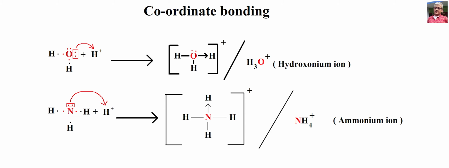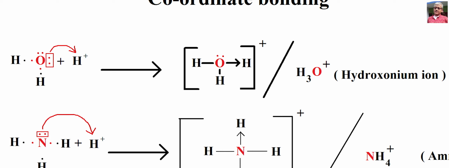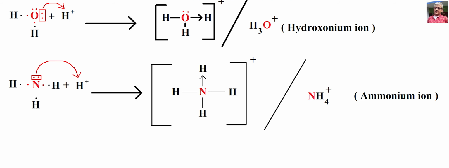For example, a coordinate bond is formed between the oxygen atom of a water molecule and an H plus ion to produce the hydroxonium or hydronium ion. The H plus gets the helium gas configuration in this way. Here, the donor is oxygen due to the presence of a lone pair and the acceptor is H plus, however it is shared by both. Similarly, ammonia and H plus ion form a coordinate bond to produce the ammonium ion.